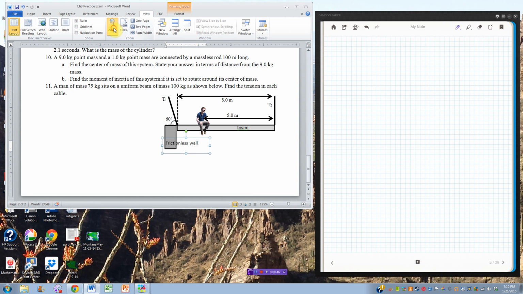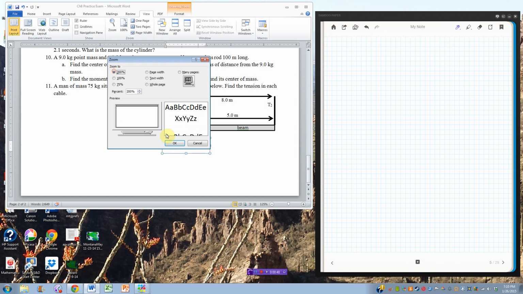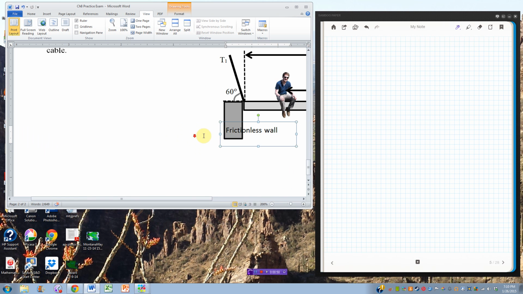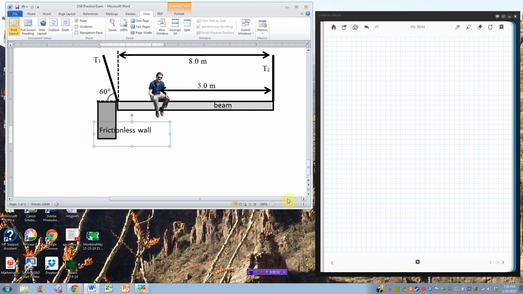I want to make it bigger. Zoom. Okay, that didn't zoom much at all. How do I? Okay, fine.